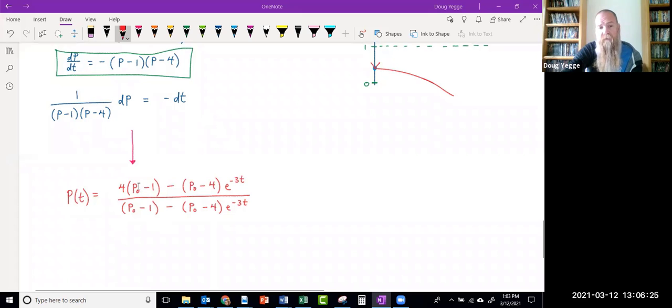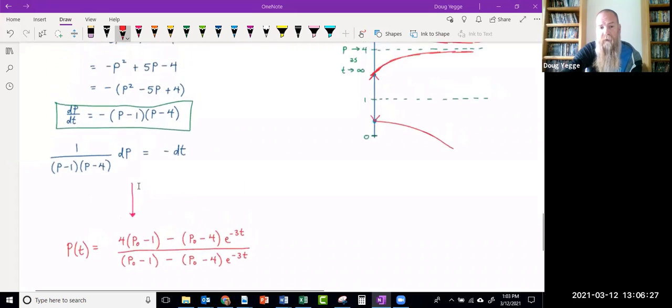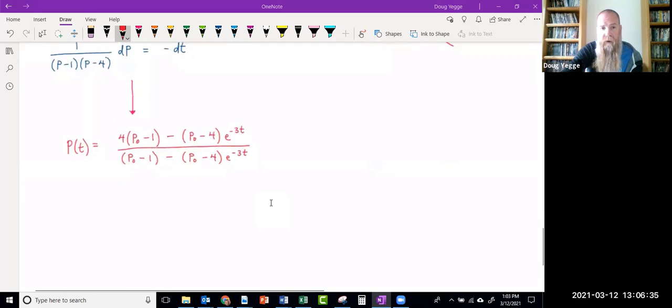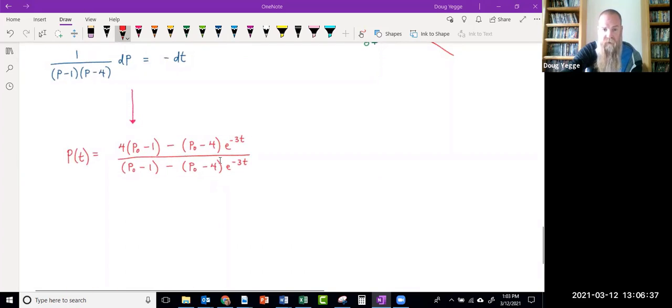Notice that all we've done is replace our initial population. We just said that we replaced t with 0, and therefore the population would be p0, which is where we would end up getting this function right here. Okay, so once we get this, part C asks us to do something in addition to that.